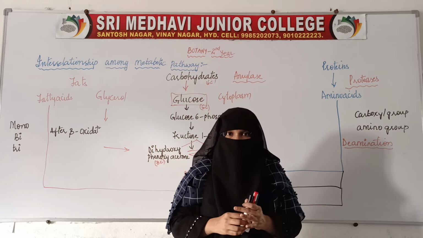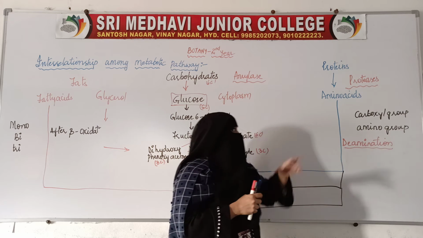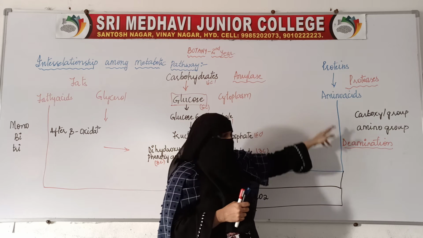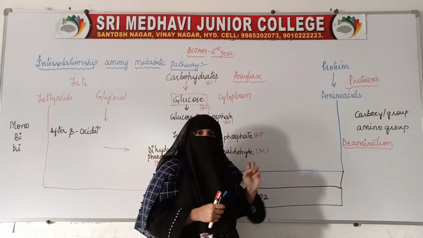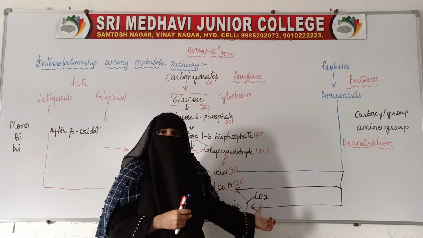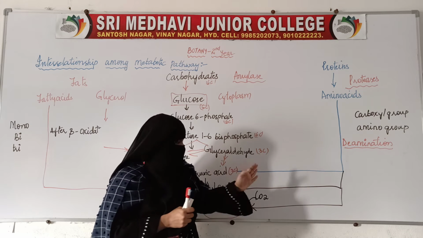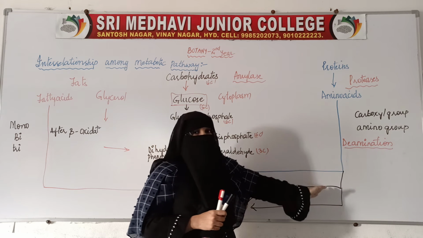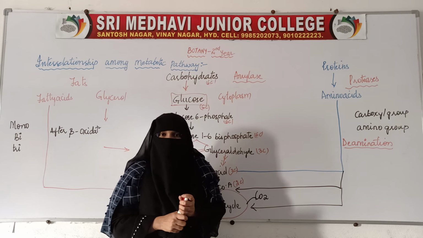Carbohydrates are the major respiratory substrates, utilized during respiration. Along with carbohydrates, proteins are also utilized. How? Proteins change to amino acids. Then the amino acids, after deamination, will change into pyruvic acid, or into acetyl coenzyme A, and that acetyl coenzyme A will enter into the Krebs cycle and produce carbon dioxide and water. So proteins also produce carbon dioxide and water. Proteins also help in respiration.